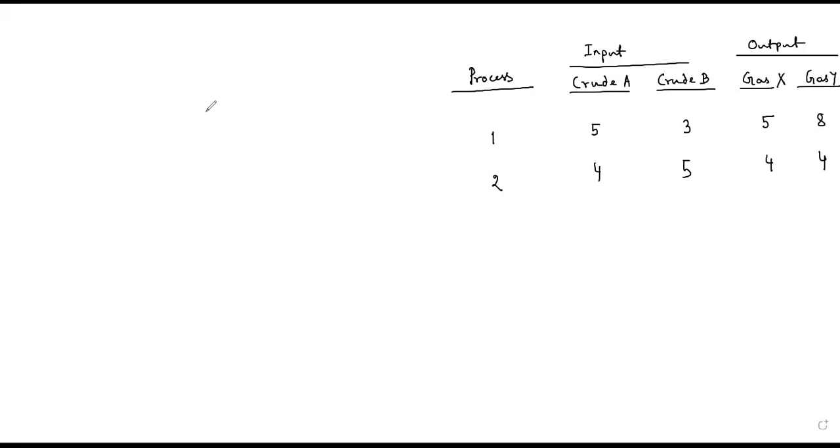Now the question is, the maximum amounts available of crudes A and B are 200 units and 150 units respectively. Market requirements show that at least 100 units of gasoline X and 80 units of gasoline Y must be produced. The profits per production run from process 1 and process 2 are rupees 300 and rupees 400 respectively. Formulate the linear programming problem.